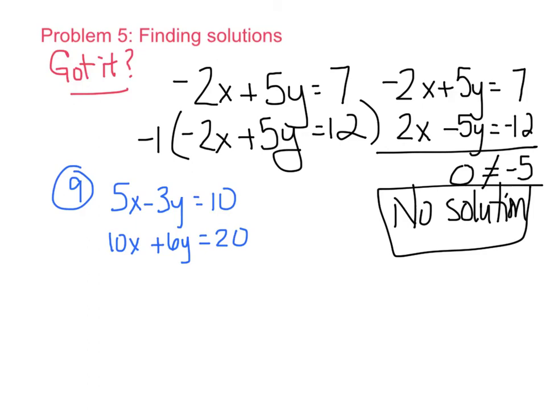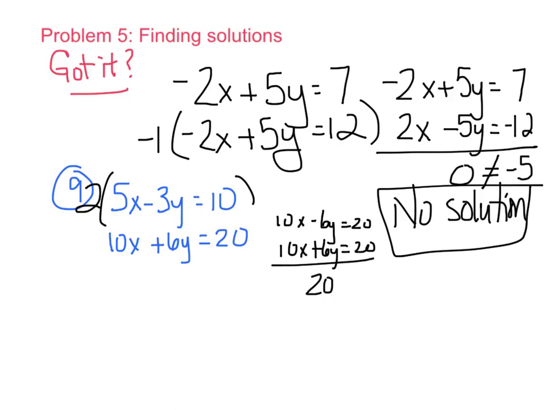And the last problem we're going to do is number 9. Look at this. I'm going to multiply the top equation by 2. That'll make the y's cancel. So that would give me 10x minus 6y equals 20, and the bottom would stay the same, plus 6y equals 20. Now, it looks very similar to the one we just did, but the x's don't cancel. The x's give you 20x equals 40, x equals 2.